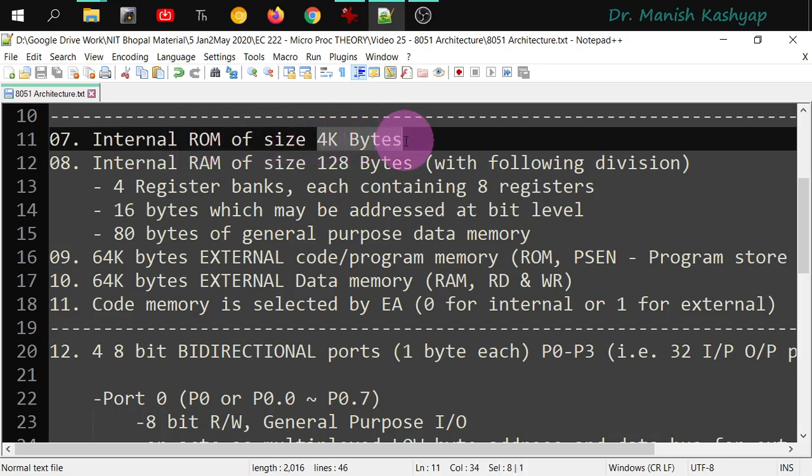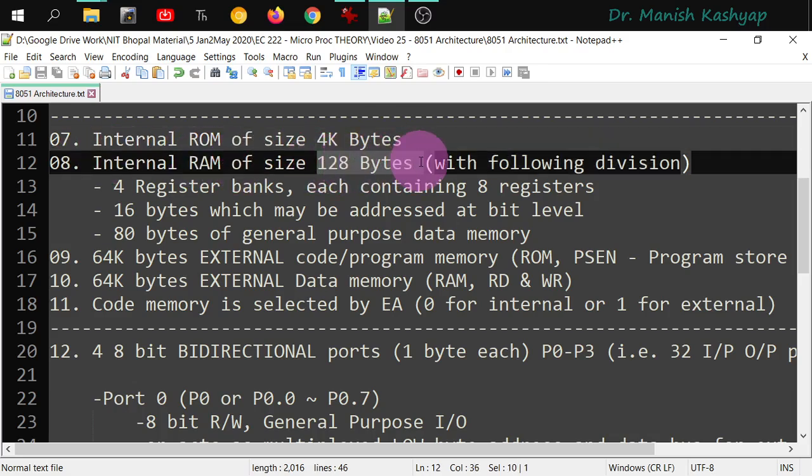It is not that its maximum size is 4K bytes. Since it is already fabricated, it is 4K bytes, not more, not less. The internal ROM is available with the 8051 microcontroller, and similarly an internal RAM of size 128 bytes. Remember, it's not 128 kilobytes, it's just 128 bytes.